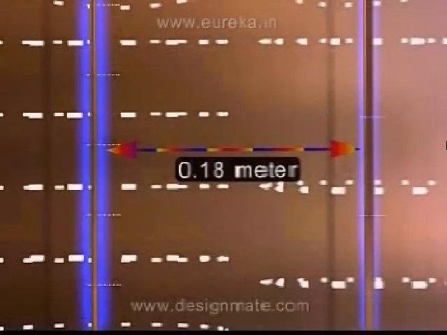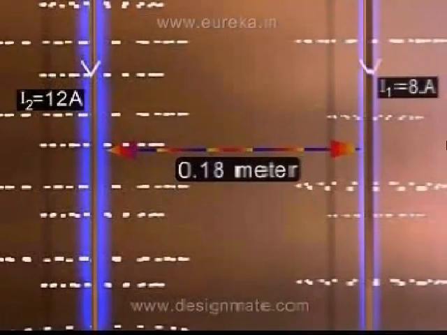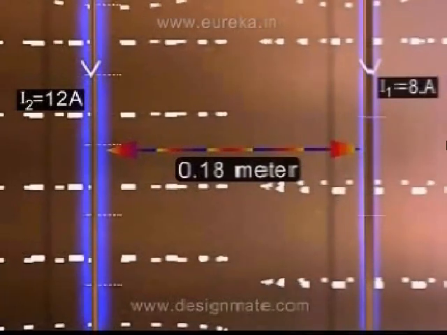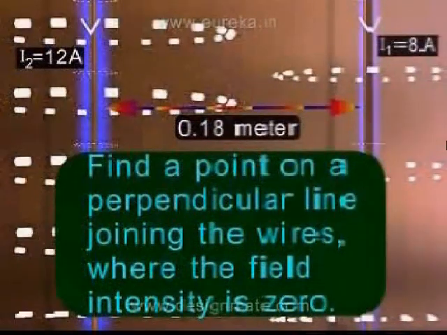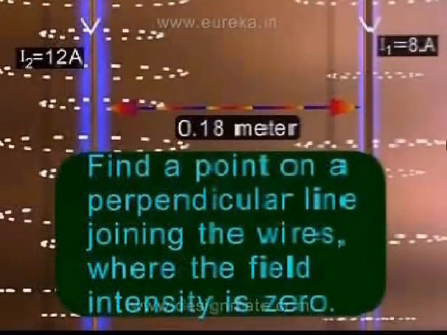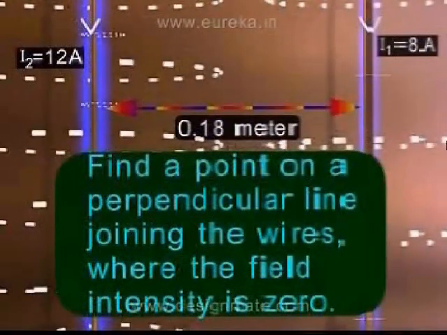The distance between two very long parallel wires is 0.18 meter. Currents of 8 ampere and 12 ampere are flowing in the same direction in the two wires respectively. Find a point on a perpendicular line joining the wires where the field intensity is 0.